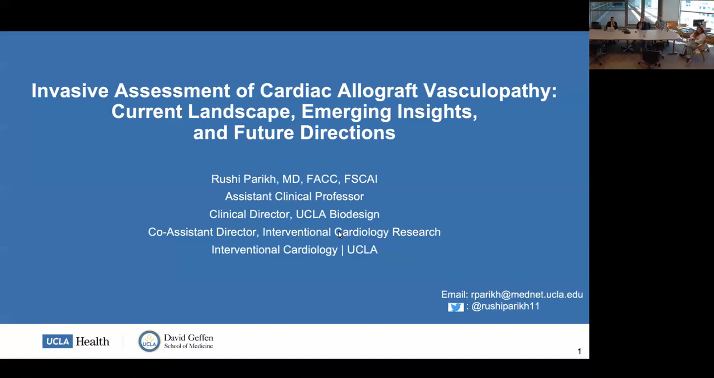So the title of the talk today is The Invasive Assessment of Cardiac Allograft Vasculopathy: Current Landscape, Emerging Insights, and Future Directions. And hopefully we'll take you on a nice whirlwind of where we are today in CAV research.